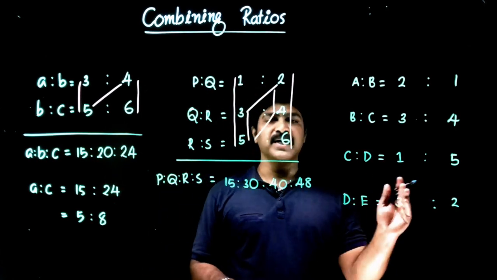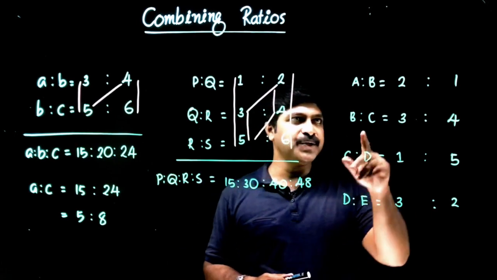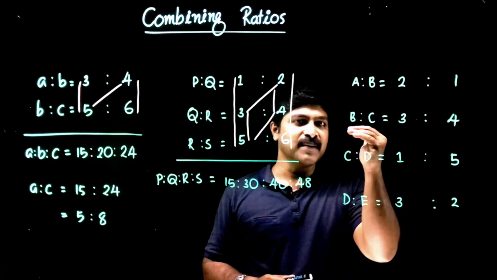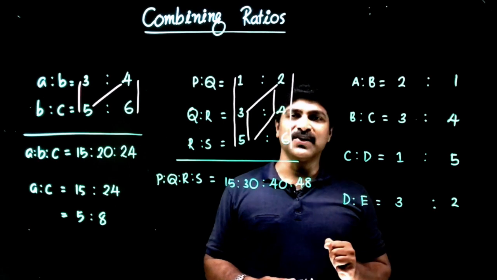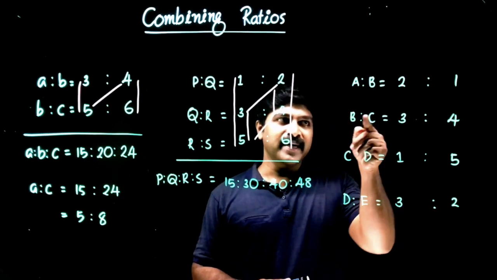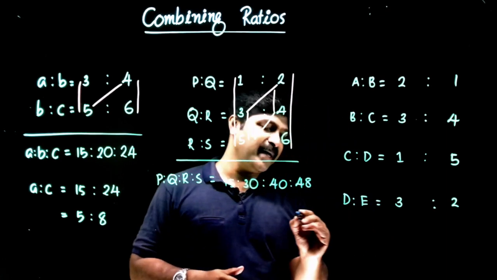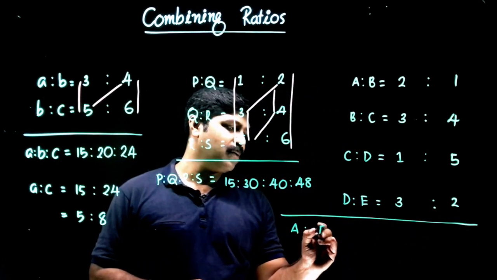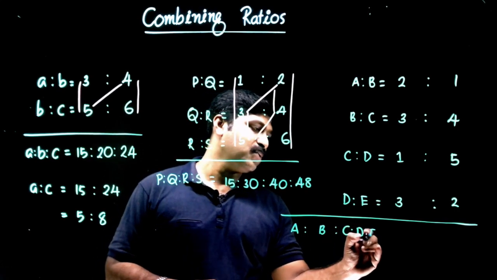Here we have 4 ratios. In this case also, we have to make sure the ending value should be the starting value for the immediately next ratio. Then only we can combine the ratios together. B and B here, C and C here, D and D here. So then how to combine these ratios? Here we are going to find out A is to B is to C is to D is to E.